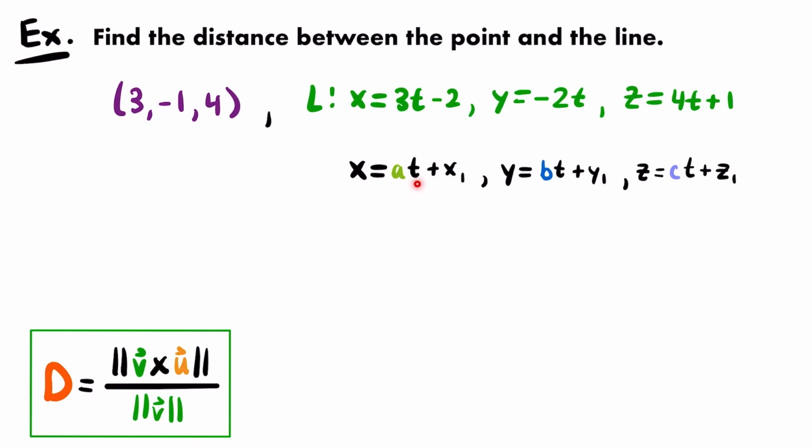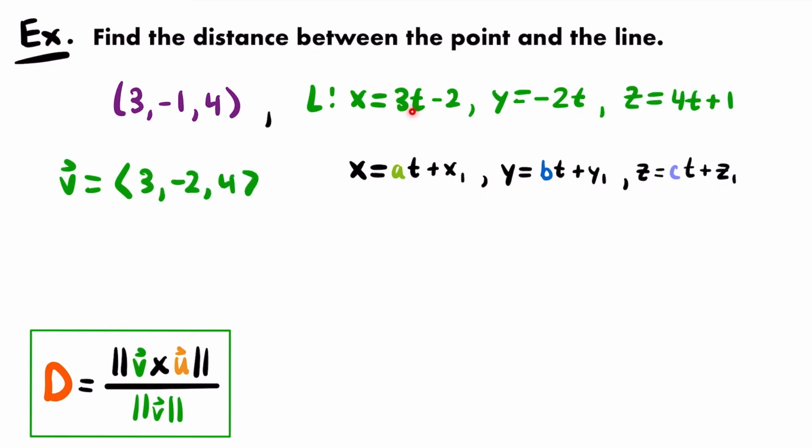You have x equals a times t plus x1, y equals b times t plus y1, and z equals c times t plus z1. The values of a, b, and c are the components of the direction vector for that line. In other words, the coefficients, or the values in front of the parameter t, make up the components of the direction vector, and then x1, y1, and z1 are the coordinates of a point on that line. All right, and so for this line, if we want to find the direction vector, the components of that vector will be the coefficients of the parameter t, so that will be 3, -2, and 4. So our direction vector will have components of 3, -2, and 4.